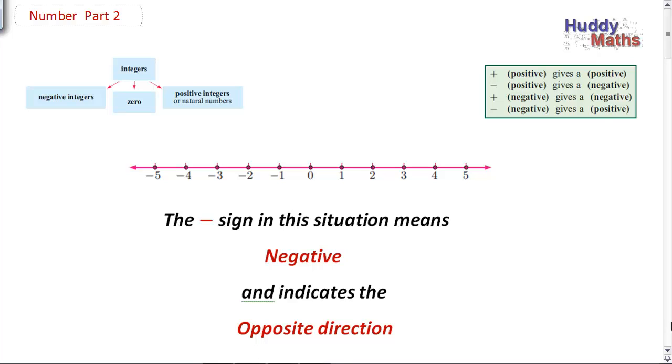Hey, ever seen any of this stuff before? Some of the rules here? A positive gives a positive, a negative times positive gives a negative. Oh, all those rules. I wonder how they came about, or did you just learn them? Maybe you haven't seen them before.